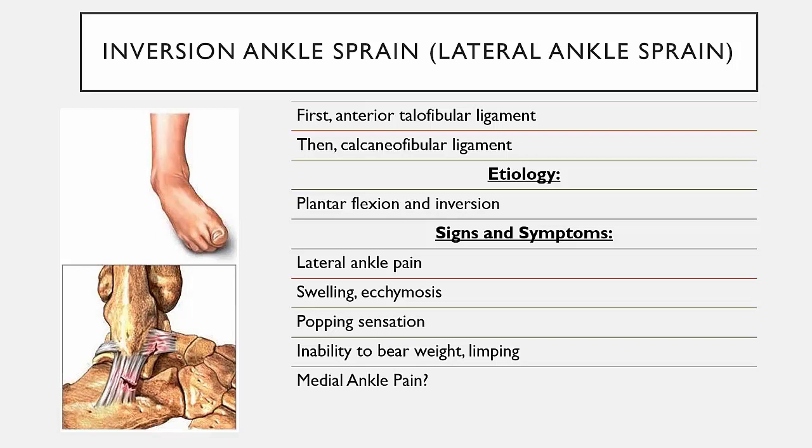Common signs and symptoms of an ankle sprain include lateral ankle pain, swelling, ecchymosis, and popping sensations. The patient may complain of an inability to bear weight or they may limp. Medial ankle pain may be present. This is typically from a compression of the deltoid ligament, as it can get pinched between the tarsal bones and the medial malleolus.